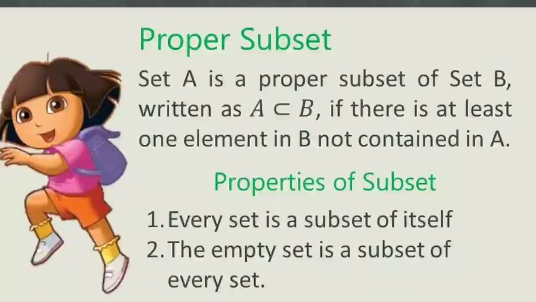Okay? Set A is a proper subset of set B, written as A, the symbol of proper subset, B, if there is at least one element in B not contained in A. Okay, so what are the properties of subset? Number 1, every set is a subset of itself. The empty set is a subset of every set. When we say empty set, null set also yan. Remember? Empty set or null set.